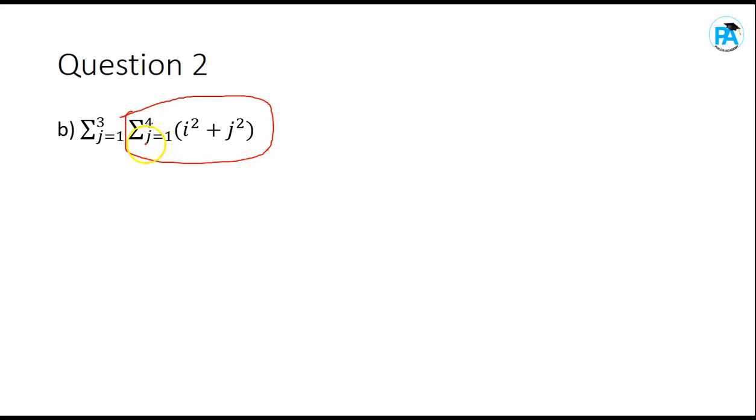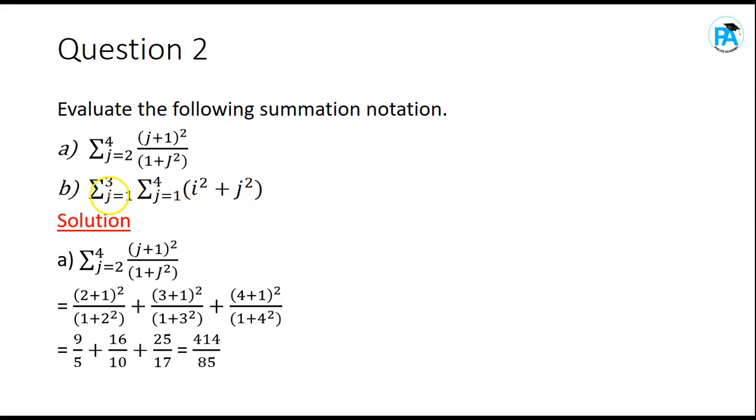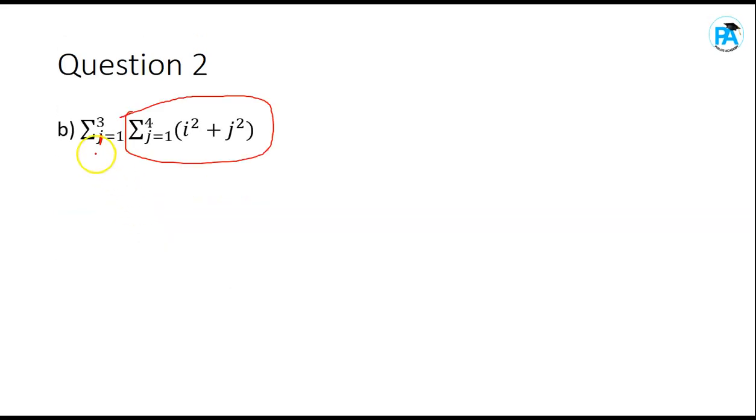Okay, there is a typing mistake here. This place should be i. Change this to i, not j. It's i. Okay, let me go back. So this place should be i. Correct it to i, not j. Okay, so we are going to solve this first.